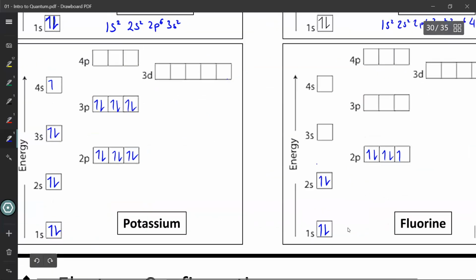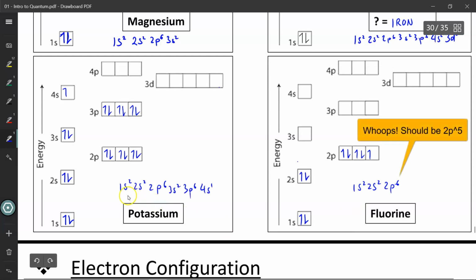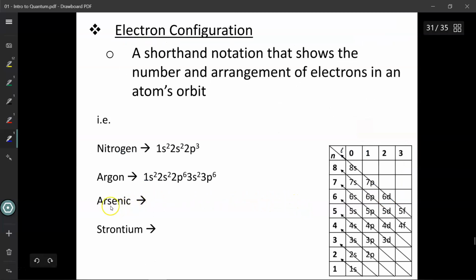Try out potassium and fluorine, please. And there you go. 1s2, 2s2, 2p6, 3s2, 3p6, and a 4s1. And fluorine is a 1s2, 2s2, 2p5. Please press pause and then try out arsenic and strontium. When you're done, press play.